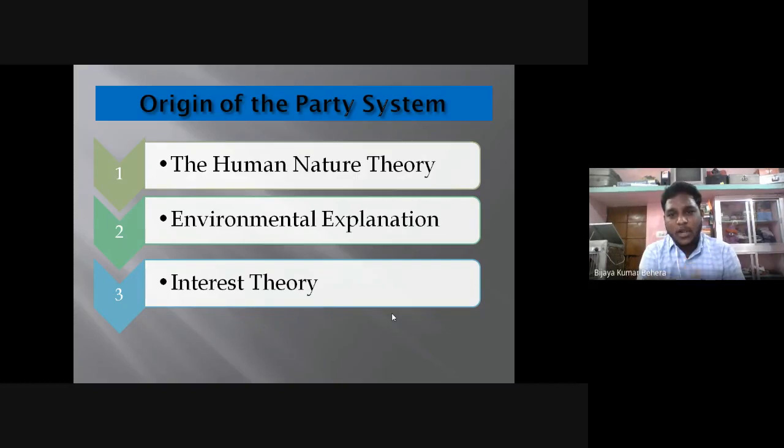Next one is the environmental explanation: how the environment makes it possible for political parties to arise. How does the environment explain the modern democratic party system? Because we are discussing the modern party system, it is the result of two significant political developments.